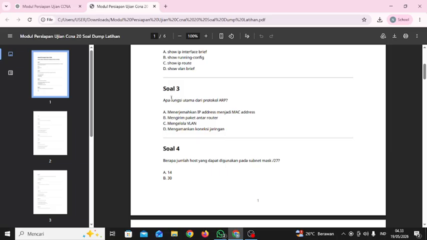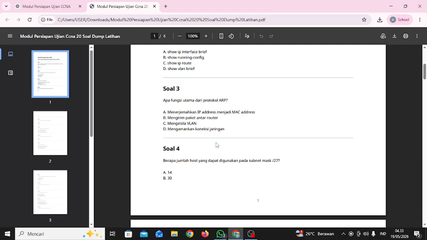Question: what is the primary function of ARP? A. Translate IP address to MAC address. B. Send packets between routers. C. Manage VLANs. And D. Secure network connections. And the correct answer is A. Translate IP address to MAC address.